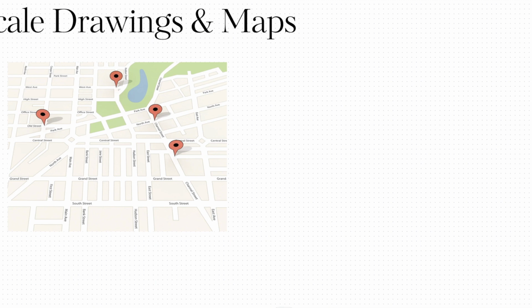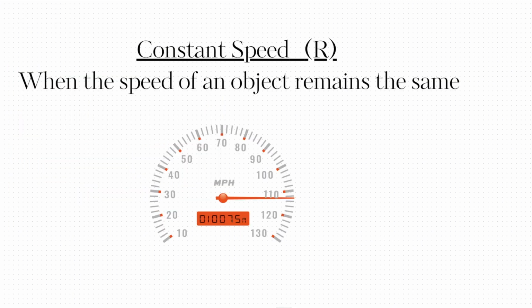This is a video lesson about something called scale drawings and maps. To get us started, there is a new term you need to be aware of. It's called constant speed. When the speed of an object remains the same, and I'm going to underline the words remains the same, that's what constant speed refers to.